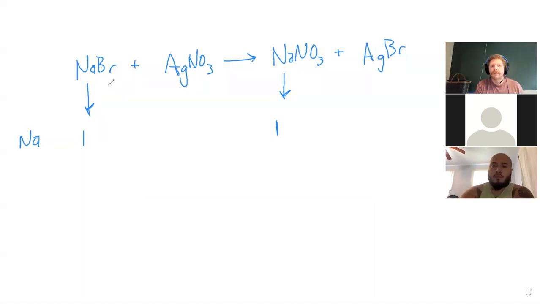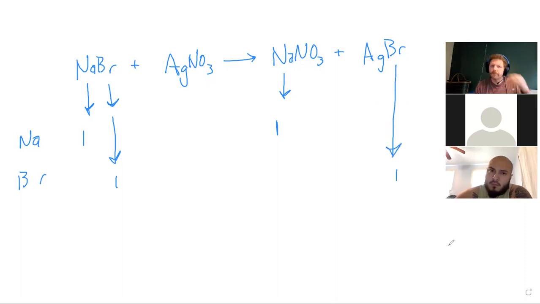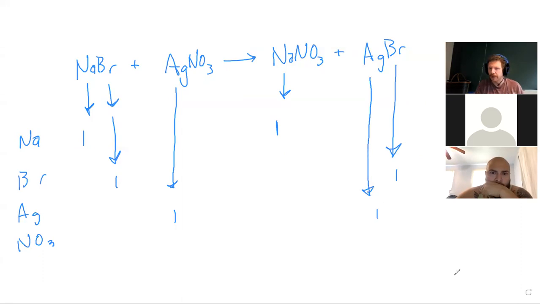Okay, next up, Br. Well, I'm going to go ahead and label this. I've got 1 bromine on the reactant side. Lo and behold, I've got 1 bromine on the product side. So far, I'm 2 for 2 on different species being balanced. Okay, then I've got Ag and NO3. Ag, I've got 1 on the reactant side, and Ag, I've got 1 on the product side. Next up is NO3. I've got 1 on the reactant side and 1 on the product side.